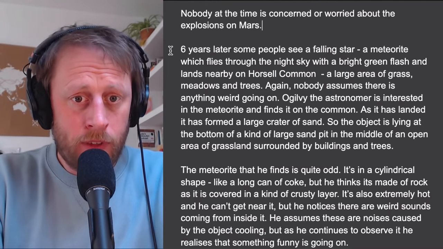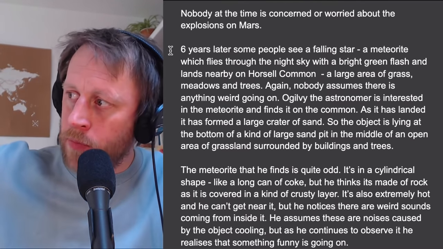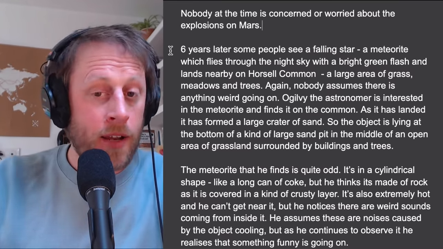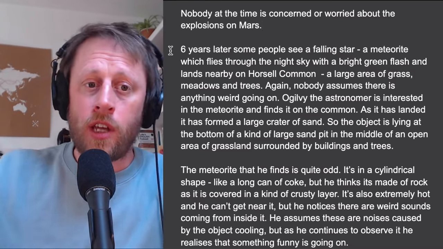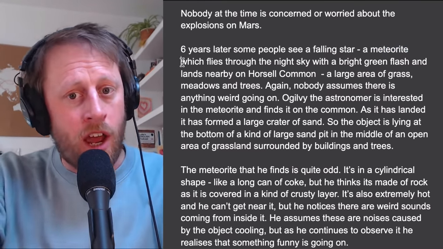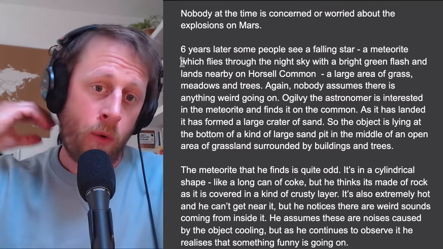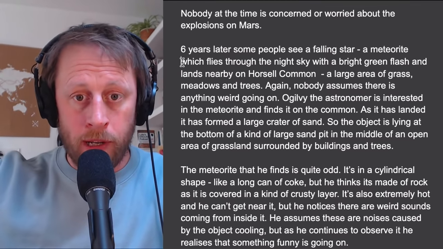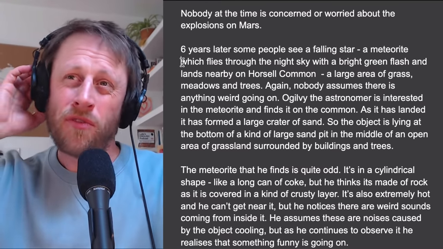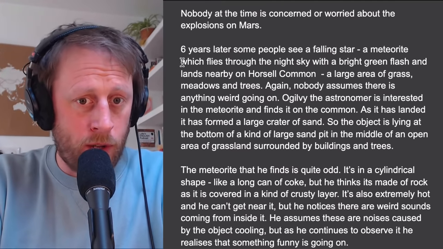Six years later, some people see a falling star, right? A falling star is essentially a piece of rock, an asteroid, which burns through the Earth's atmosphere and maybe lands on Earth as a meteorite. So some people see a falling star, a meteorite, which flies through the night sky with a bright green flash and lands nearby where the narrator lives, on Horsell Common. Horsell Common is a large area of grass, meadows and trees, just southwest of London. Again, nobody assumes there is anything weird going on.